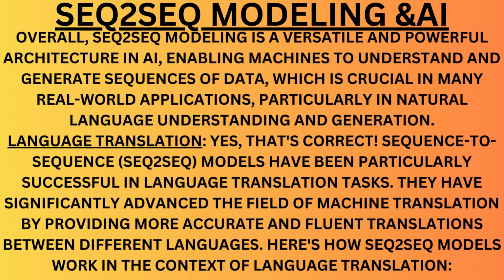Overall, sequence-to-sequence modeling is a versatile and powerful architecture in artificial intelligence, enabling machines to understand and generate sequences of data, which is crucial in many real-world applications, particularly in natural language understanding and generation.